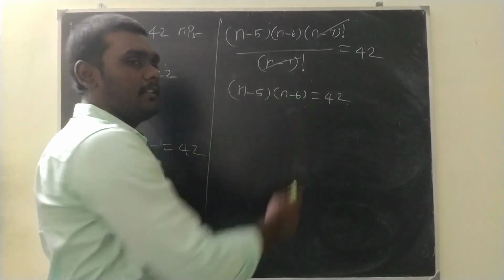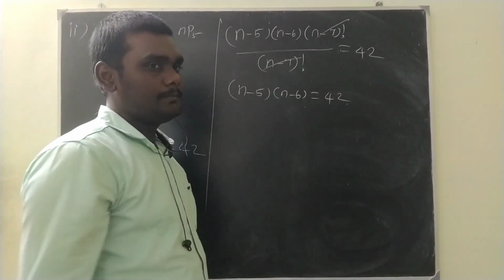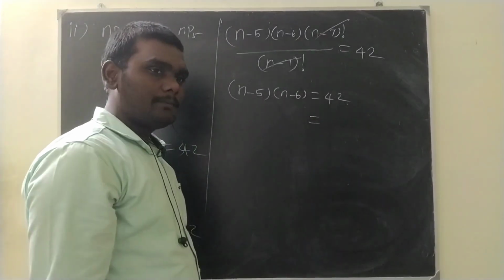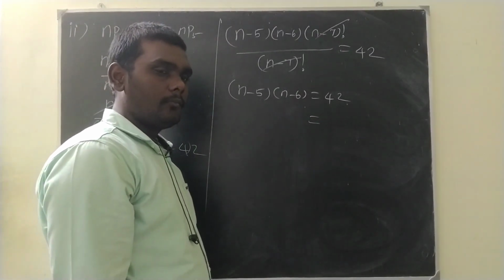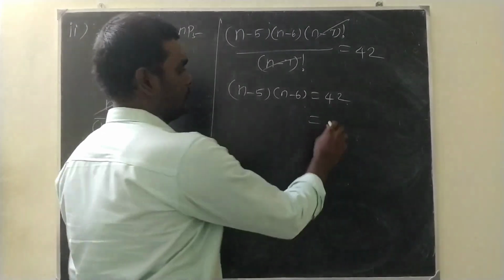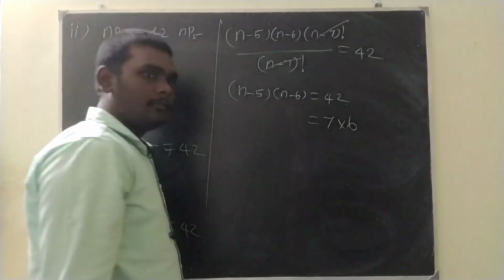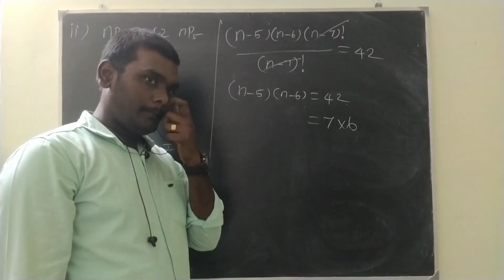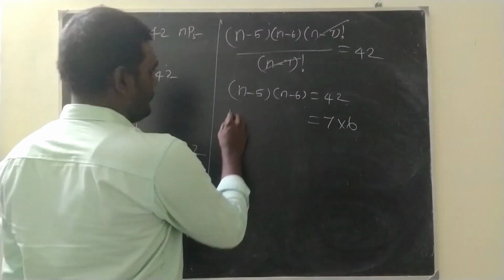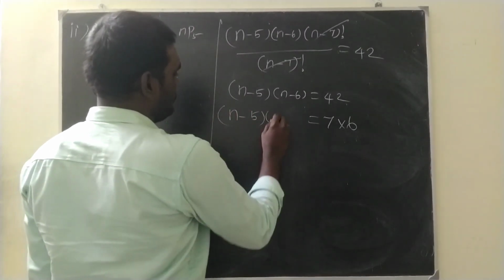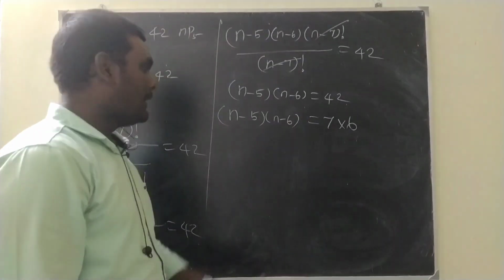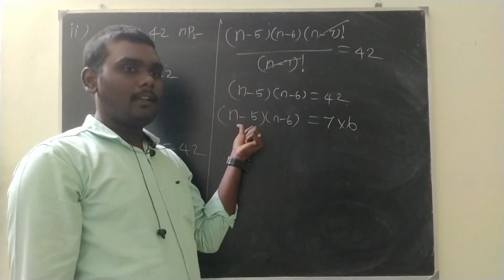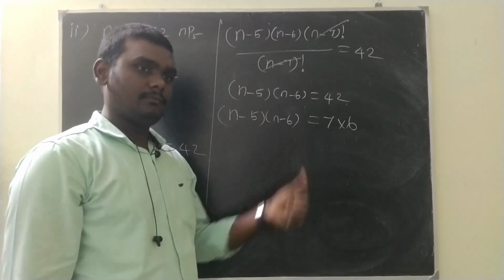Since it is n minus 5, n minus 6, that should be two consecutive numbers. 42, 6 7s are 42, right? No, 7 6s are 42. See, big number after that small number, in that order you have to write. Two consecutive numbers, as per this order. This one is big, this one is small.